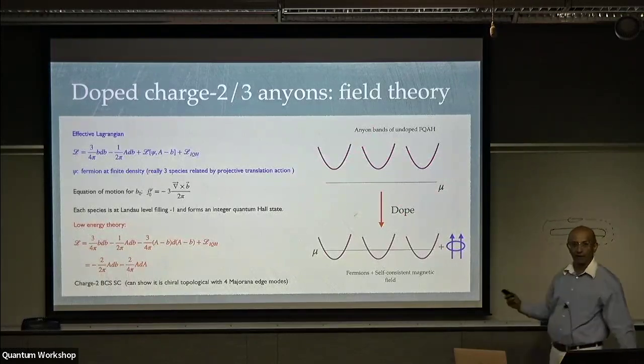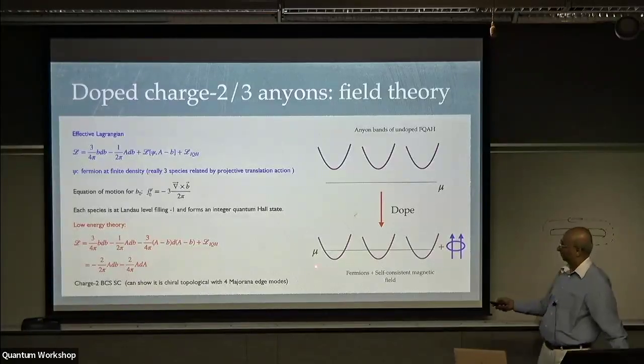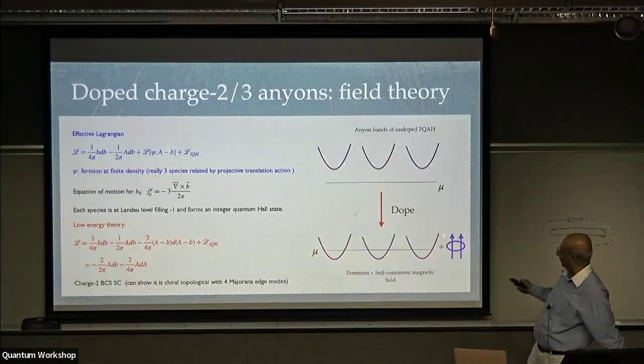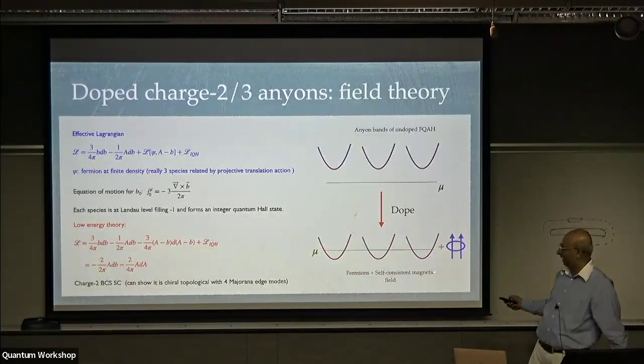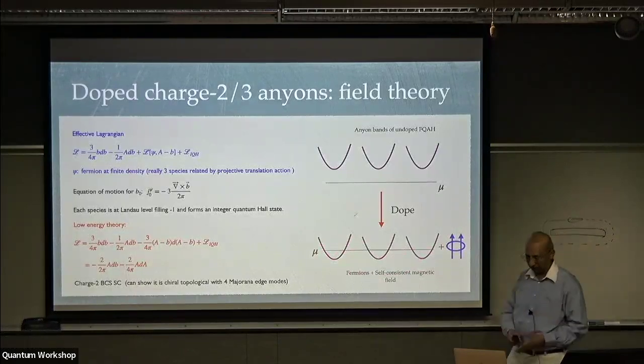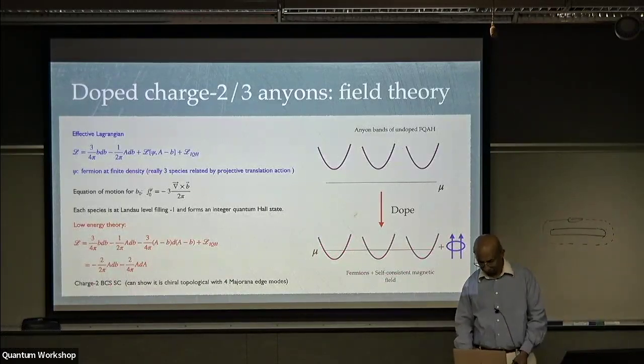But because these are anyons, once they are at finite density, the system self-consistently generates a finite magnetic field. And so what you really get is this picture of doped anyons, which also see a self-consistently generated magnetic field, such that each species is at filling 1 or -1, right? And then they form integer quantum Hall states, which, when you follow it through in the theory, gives you a charge 2 superconductor.